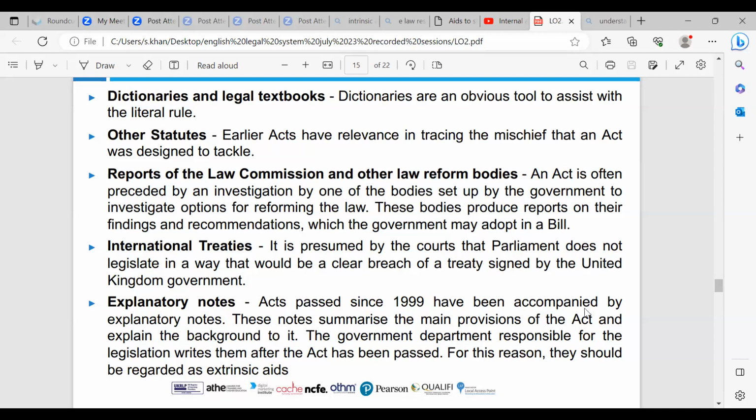Extrinsic aids also can include international conventions, regulations or directives which have been implemented by English legislation. It is thought that English law should be interpreted in such a way as to be consistent with international law. Section 3 of the Human Rights Act 1998 expressly states that as far as it is possible to do so, an act must be read and given effect in a way which is compatible with the rights of the European Convention on Human Rights. This only applies to any case where there is an issue of human rights.